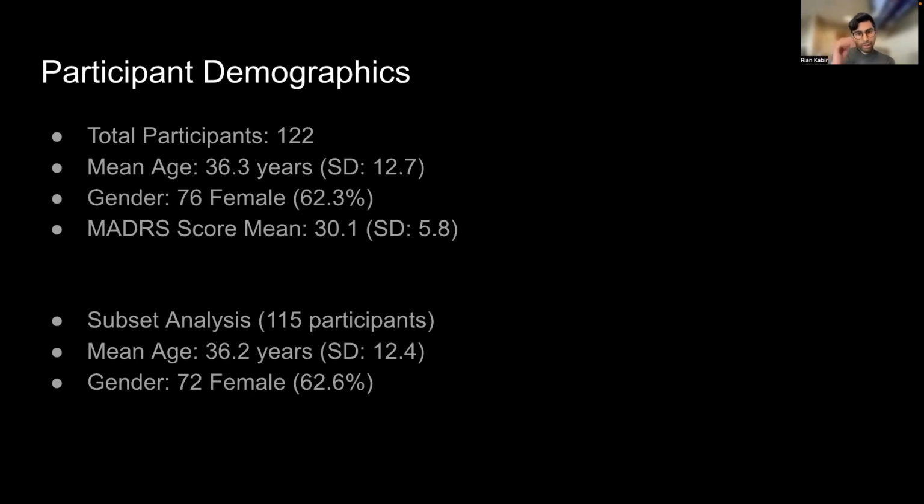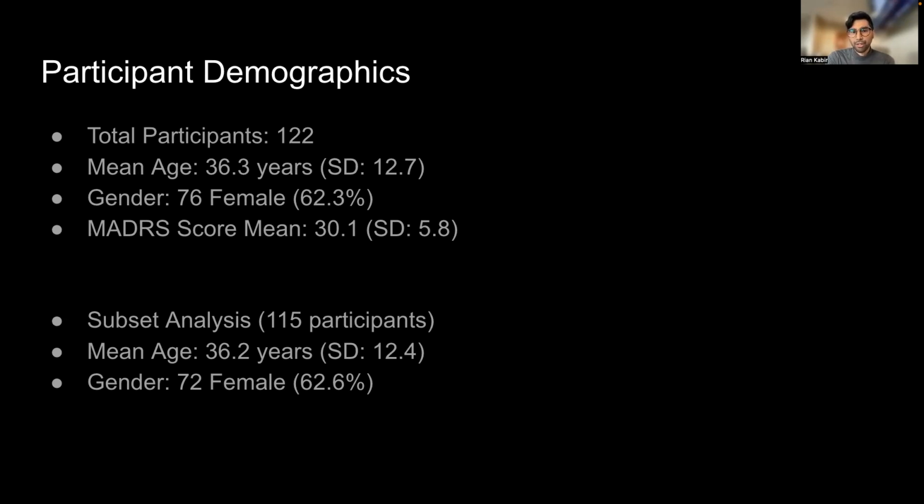So the demographics of those who participated in this study, like I said, there were 122 people, 76 females, that's about 62.3% of the participants in this study. Average age was around 36.3 with a standard deviation of 12.7. Average MADRS score was 30.1. If you're familiar with the MADRS, the average would be considered moderate depression. Kind of makes sense. Standard deviation was 5.8.